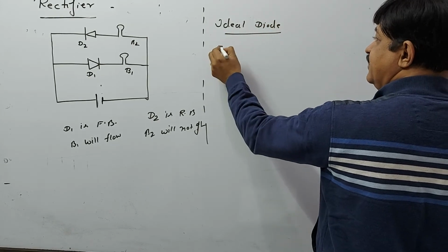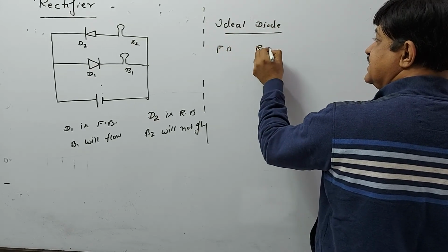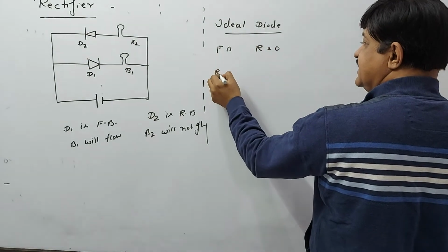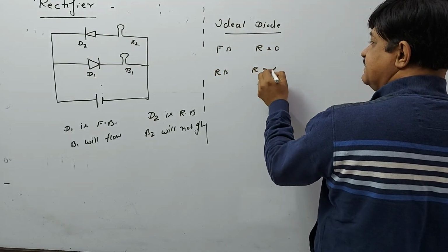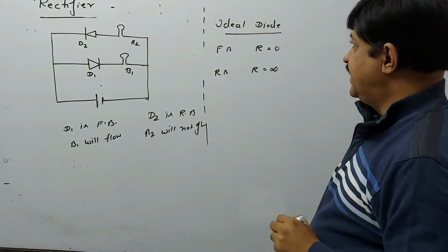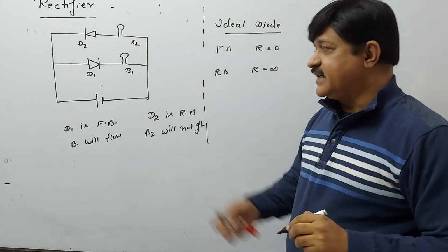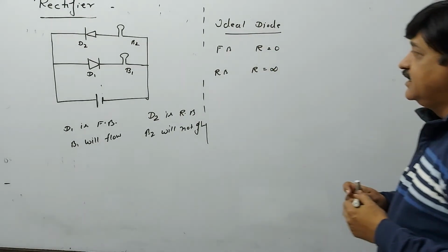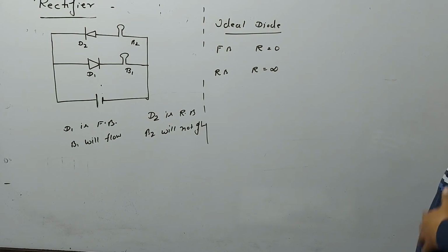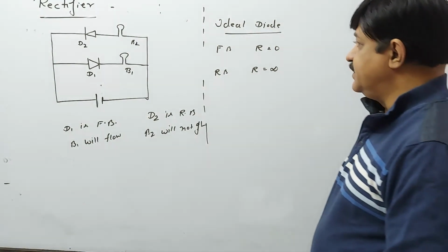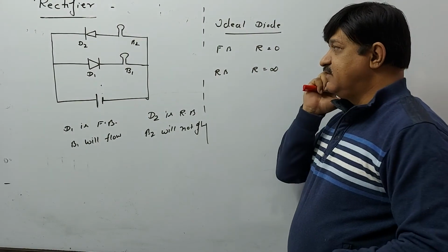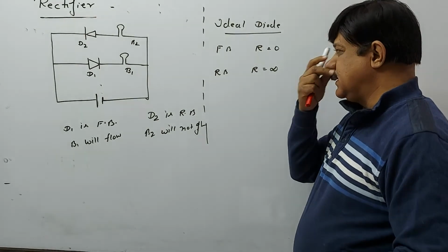Ideal diode in forward bias, resistance is 0, and when it is in reverse bias, then resistance becomes infinity. So when it is ideal diode, generally हम इन circuits के अंदर ideal diode use करते हैं. So ideal diode means forward bias, no resistance will be there. Reverse bias, signal flow होगा ही नहीं किसी भी हालत के अंदर.